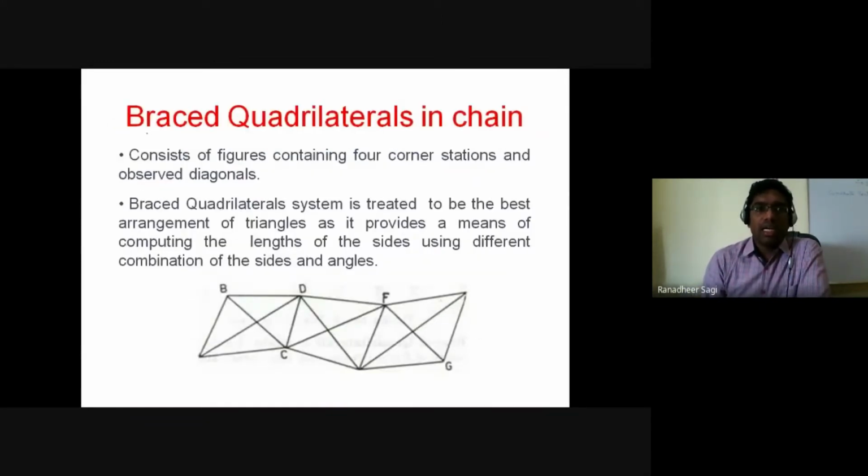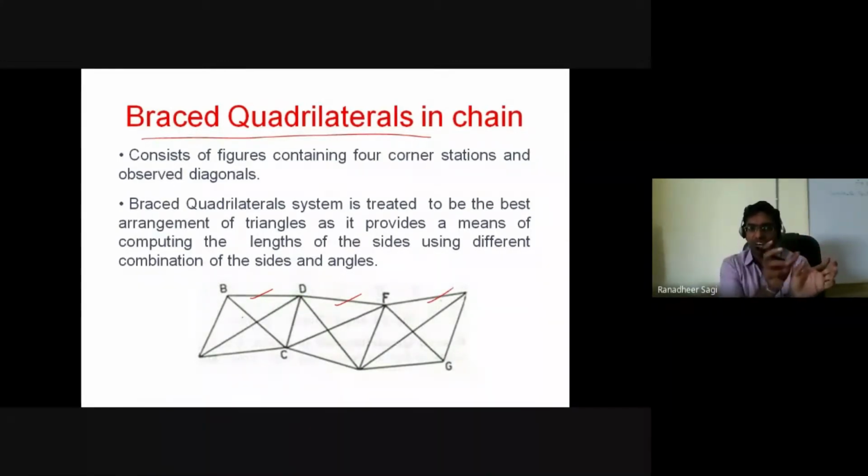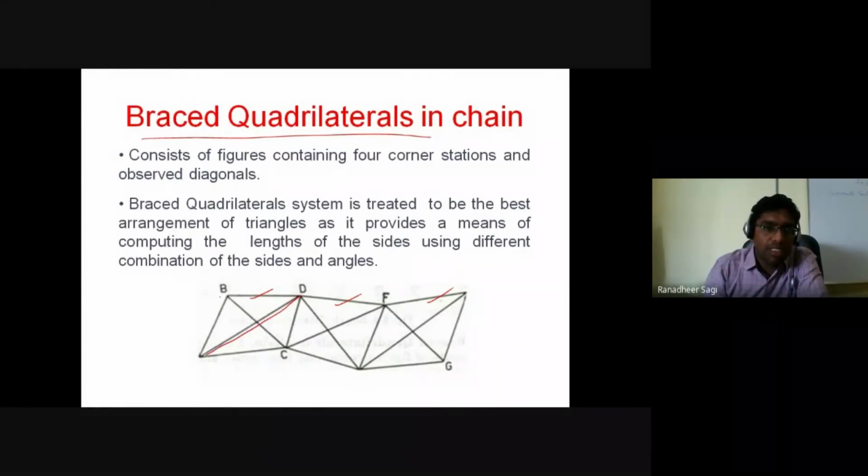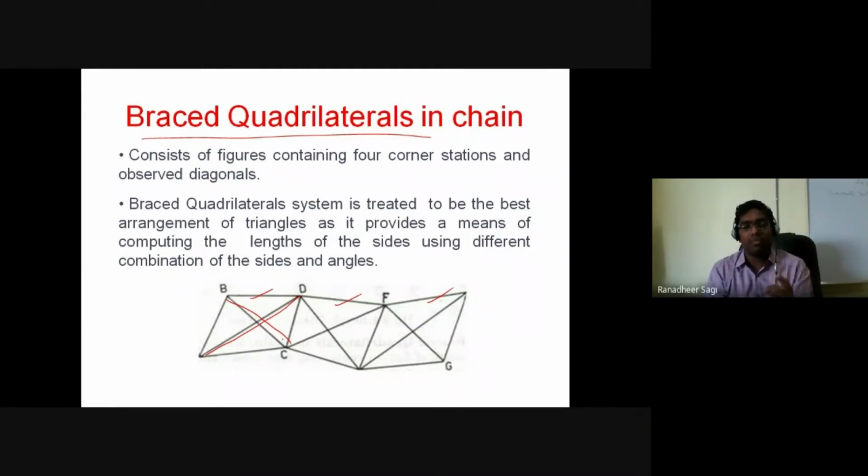The other type of layout is braced quadrilaterals. If you look here, this is one quadrilateral, this is another quadrilateral, and this is another quadrilateral. Each quadrilateral is connected to the other in the form of a chain. And in each quadrilateral, you have bracings. Bracings are nothing but the diagonal members existing for that particular quadrilateral. I repeat, we have diagonal members for each of the quadrilaterals. Such a quadrilateral layout formation is what we call a braced quadrilateral in chain form.